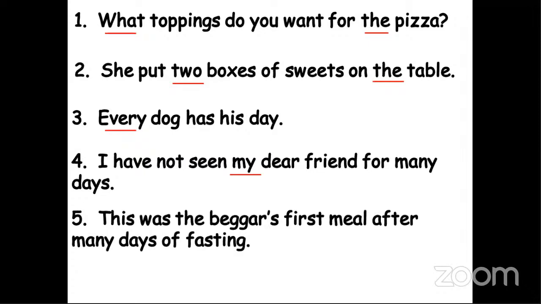And then one more. This was the beggar's first meal after many days of fasting. So what do we have over here? The beggar. Now, the is a specific determiner. And what is the other determiner we have over here? We have a numeric determiner, first. Okay, so I'm sure this is a cakewalk. Determiners are not at all challenging. It seems to be very elementary. You should be able to identify the type of determiners.